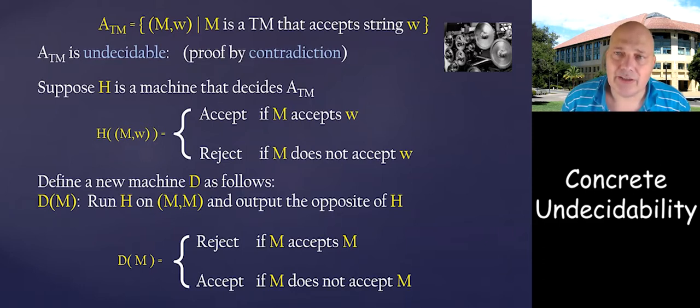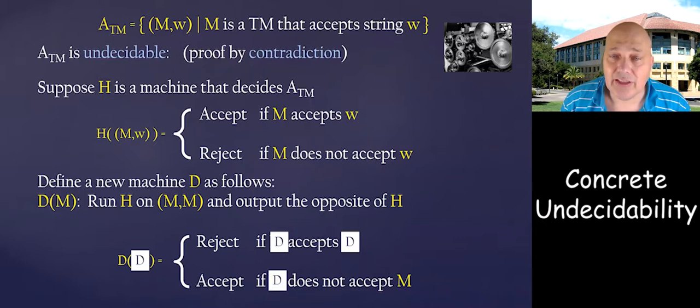Now let's see, so this machine should do this thing for every machine M. Particularly, it should do the same thing also for the machine D itself. So let's see what happens when we run D on itself, on D. So plugging in D for M, we get that D of D rejects if D accepts D, and D of D accepts if D does not accept D. And this is a contradiction because D is a machine that either accepts or rejects, and each one of these two options that are the only two options leads to a contradiction.